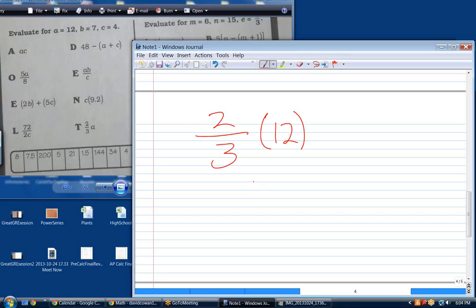The first step to see if you can simplify is just to see if you can divide that into this number evenly. Yes, you can. What do you get? You get 3 times 4 is 12. So I'm going to divide the top and the bottom by 3. That's going to make the bottom 1. It's going to make the top 4. Now I just have 2 times 4.